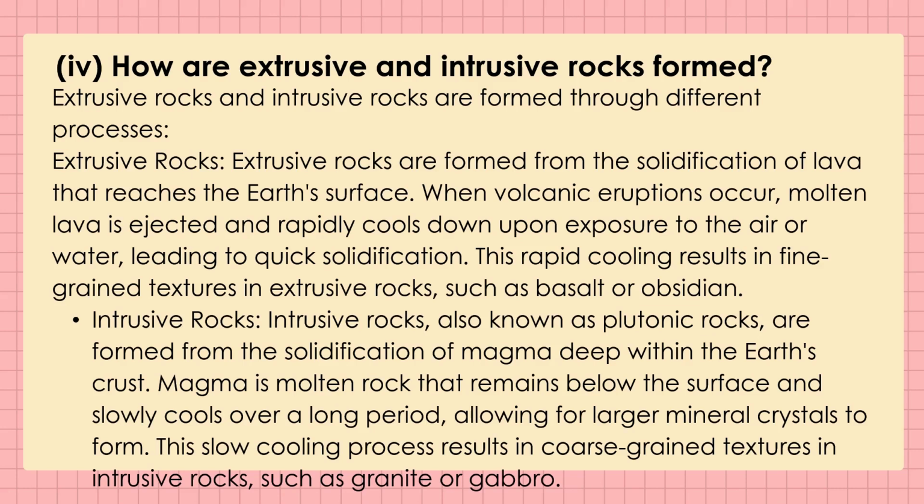The second one is intrusive rocks. These rocks, also known as plutonic rocks, are formed from the solidification of magma deep within Earth's crust. Magma is molten rock that remains below the surface and slowly cools over a long period, allowing for larger mineral crystals to form. This slow cooling process results in coarse-grained textures in intrusive rocks such as granite or gabbro.